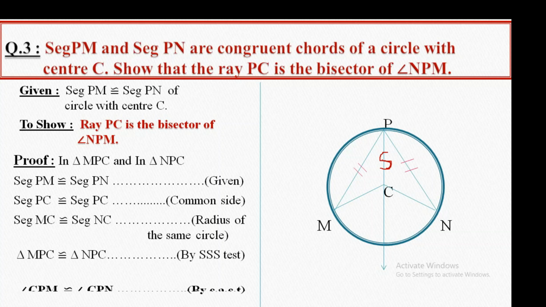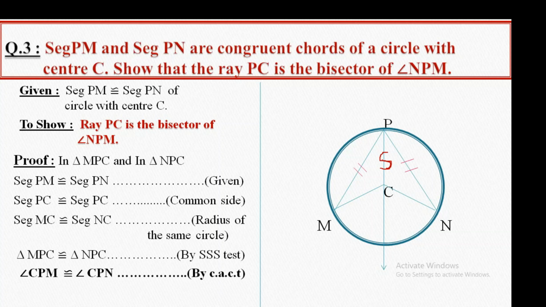So here we use all the sides. So remaining angles are only there, right? So here we can say angle CPM and angle CPN, they both become congruent to each other by CPCT, means corresponding parts of congruent triangles. So here we are proving the ray PC is the bisector of angle NPM.